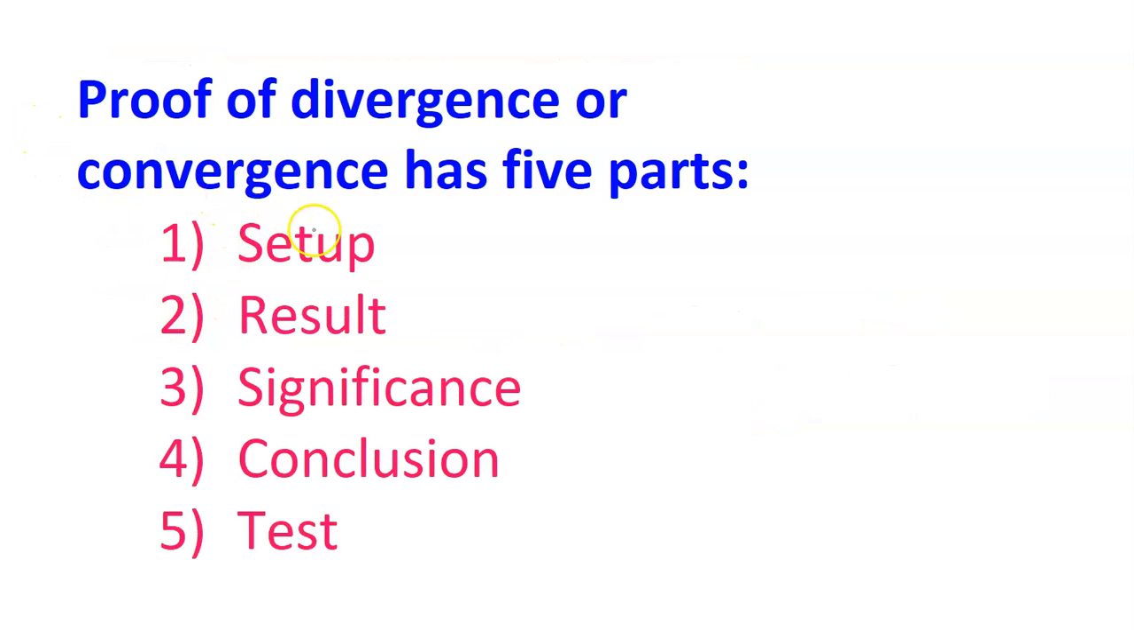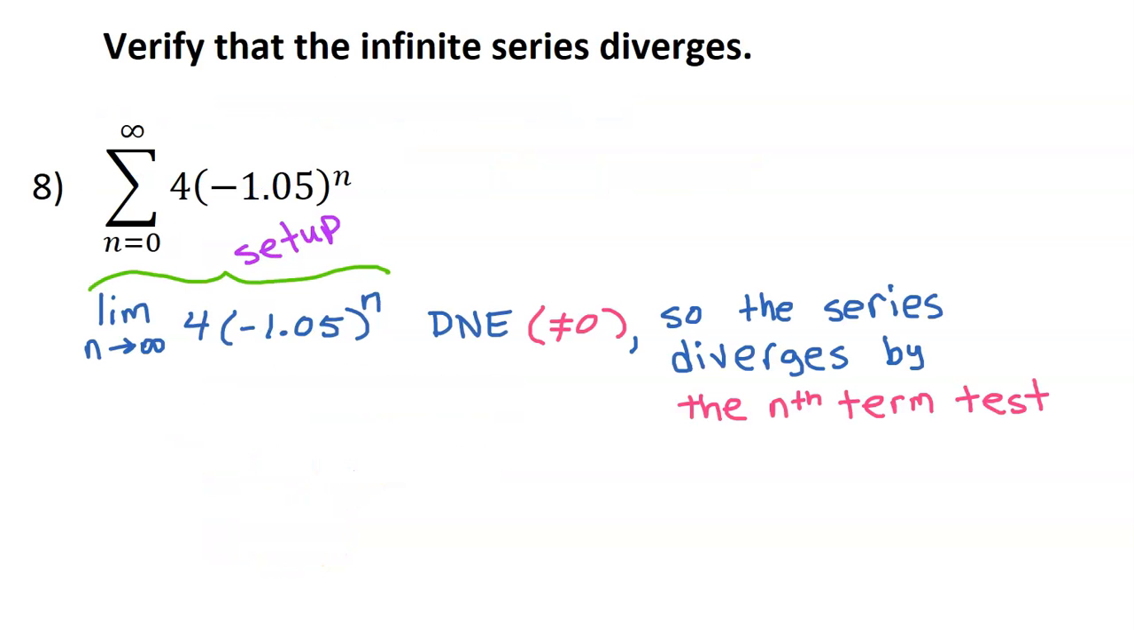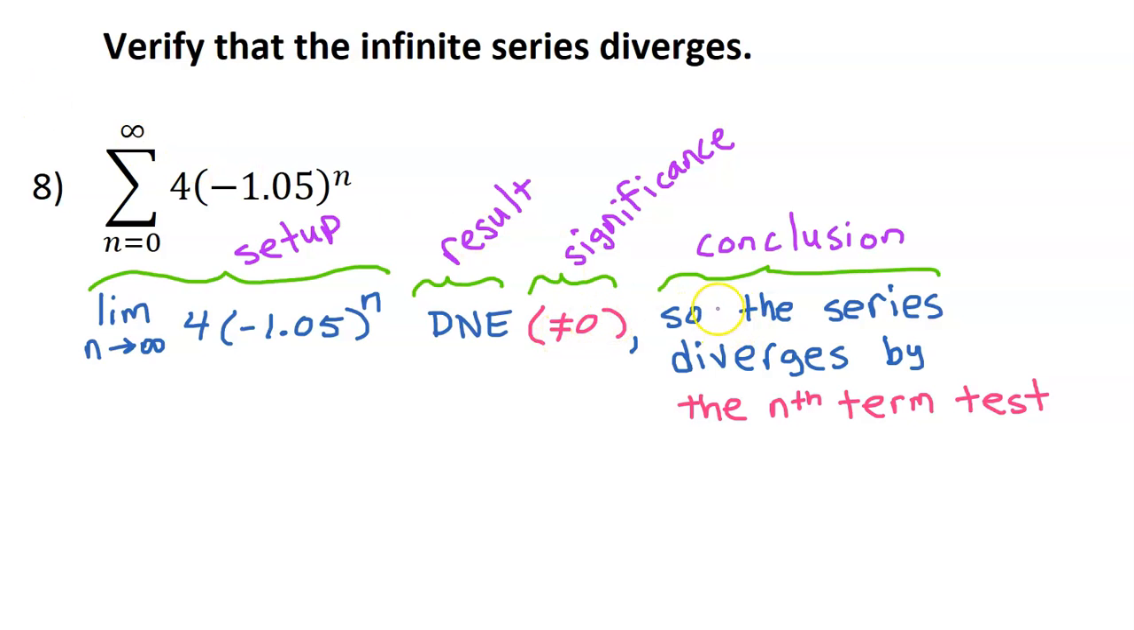A proof of convergence or divergence has 5 parts to it, and you must include each of these 5 parts if you want to get full credit. We have to have a setup, a result, the significance, the conclusion, and the test. The limit is the setup. When we said the limit does not exist, that was the result. The important part of the result, or the significance of the result, was that the limit did not equal 0. This led us to the conclusion that the series diverges. But the tiny proof is not done until we name the test that we used.